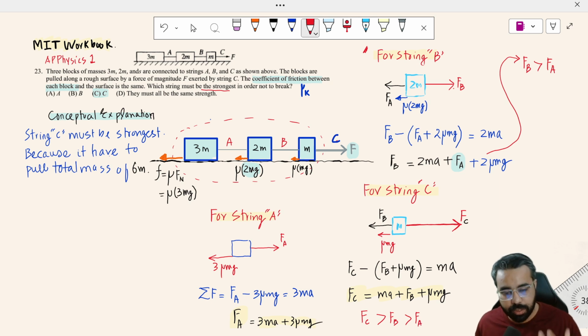So this supports our same answer, but this is a whole mathematical explanation. I hope you like it, and our answer is option C.